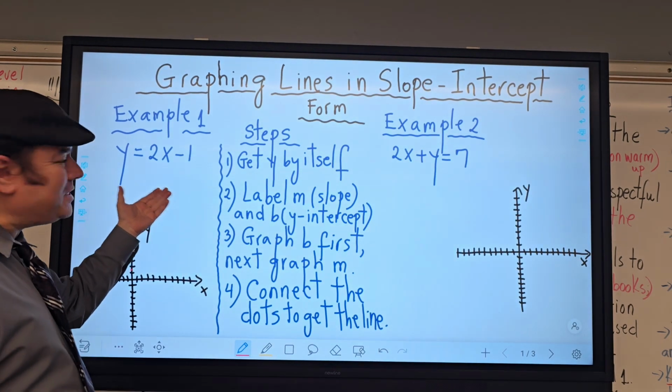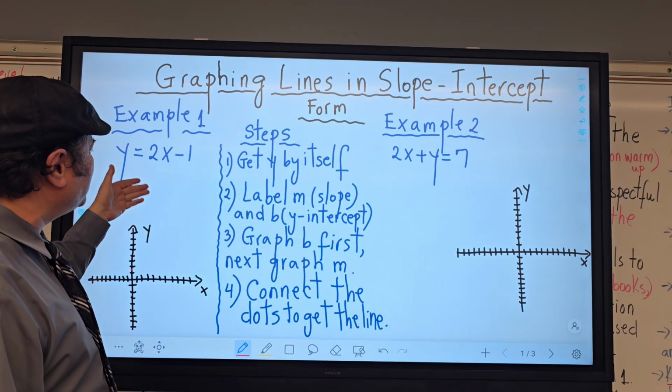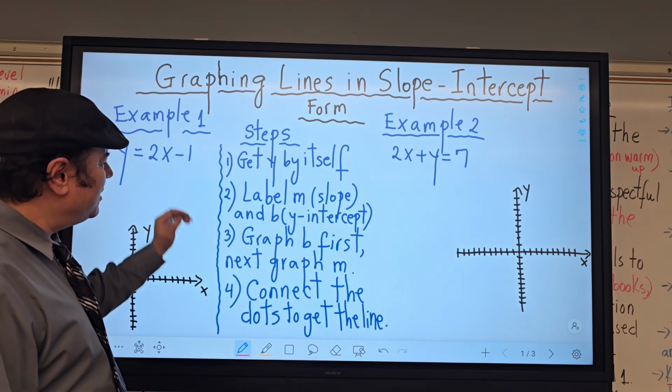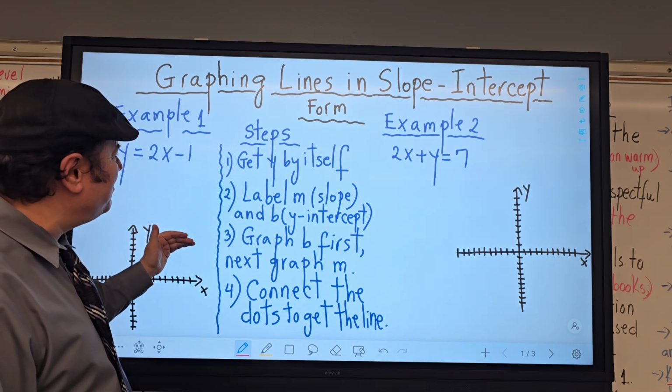Today we are going to graph linear equations in slope-intercept form. So let's take a look at the first example. We have y equals 2x minus 1. And let's follow a couple of steps to graph these equations.